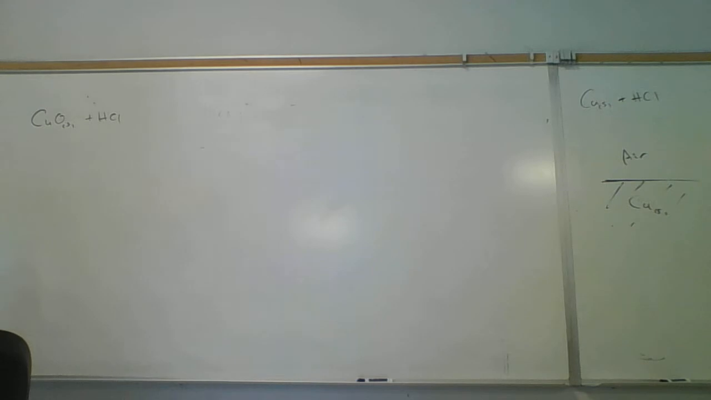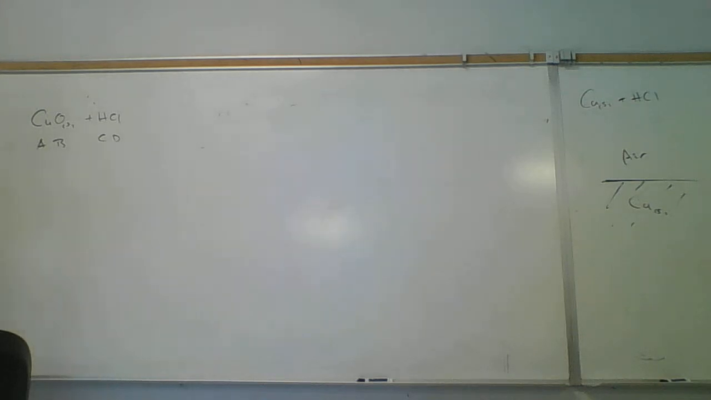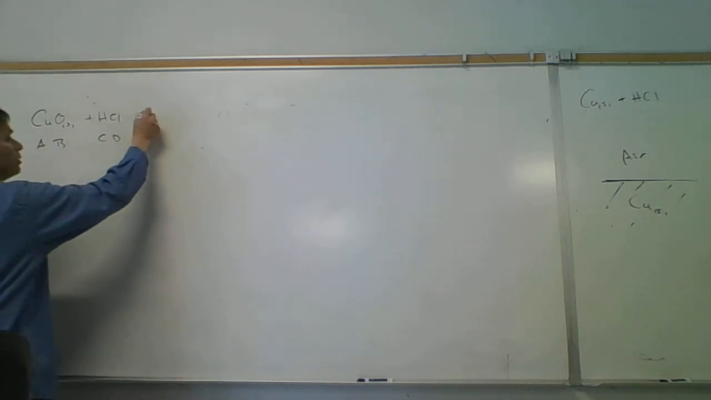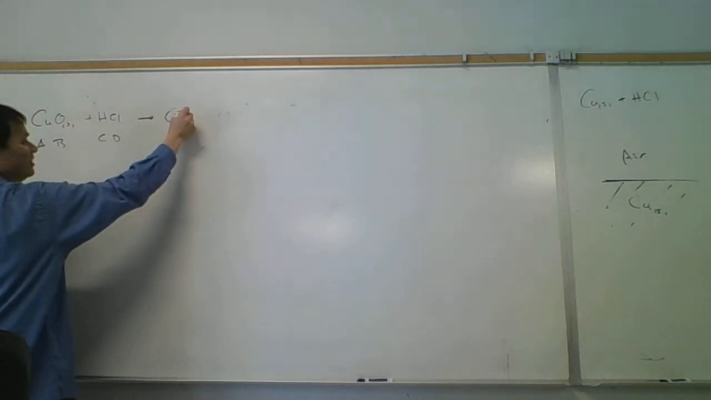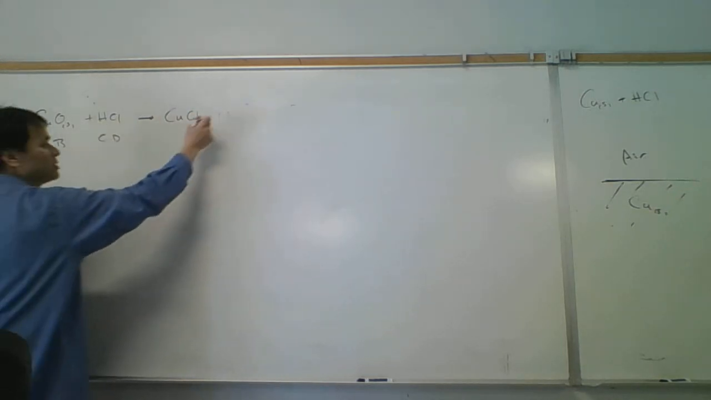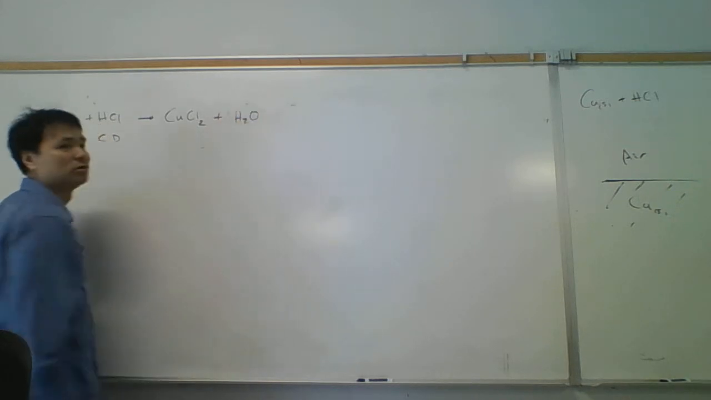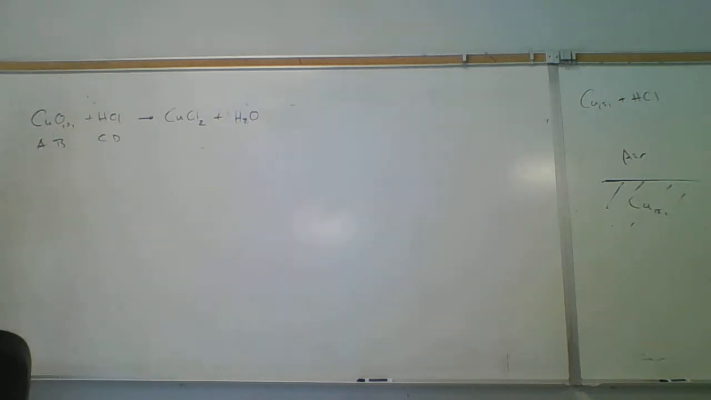Is that a single replacement reaction? No. What type of reaction is this? This is a double replacement. AB plus CD, so we have two compounds. And what should form here? Copper 2 chloride, which is going to have the formula CuCl2. And hydrogen oxide. What's hydrogen oxide's formula? H2O, aka water.